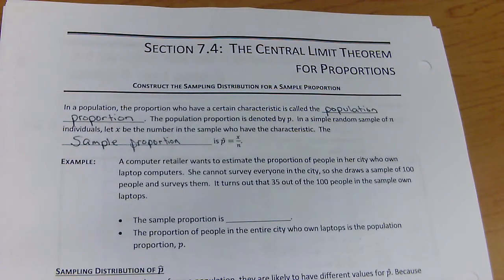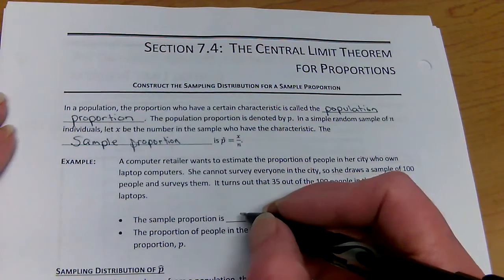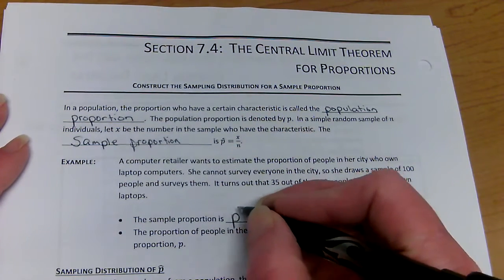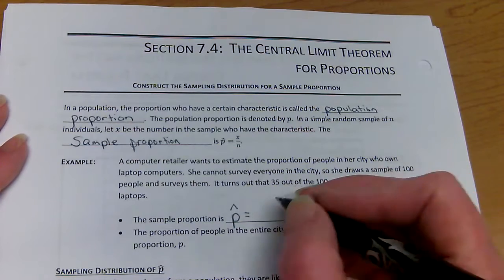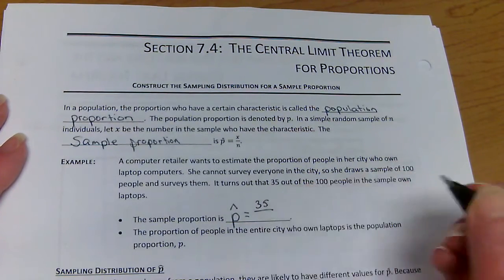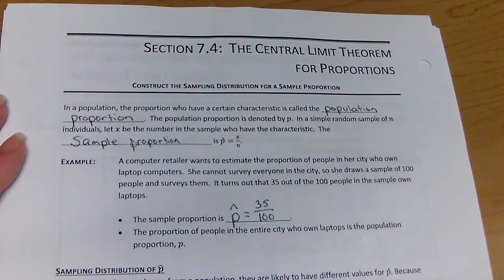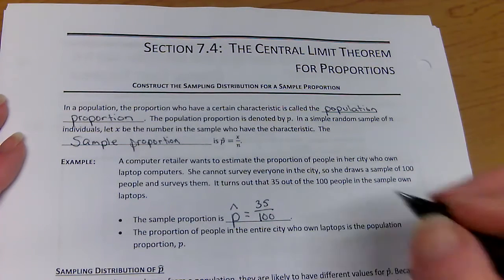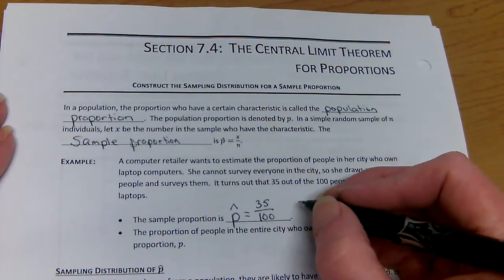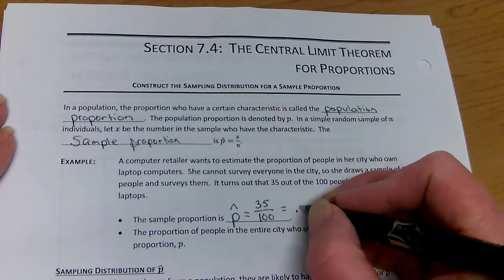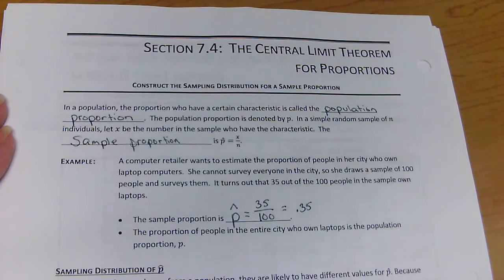So a computer retailer wants to estimate the proportion of people in her city who own laptop computers. She cannot survey everybody, so she draws a sample of 100 people and surveys them. It turns out that 35 out of the 100 people in the sample own laptops. So the sample proportion is going to be the number who own the laptops divided by the total. And we get 35 out of 100, or 35%, or 0.35. And that's the proportion that own a laptop.